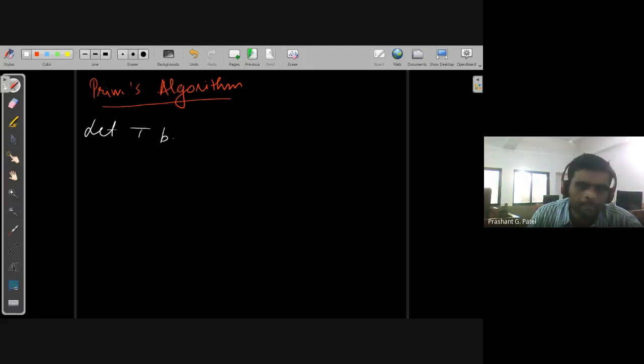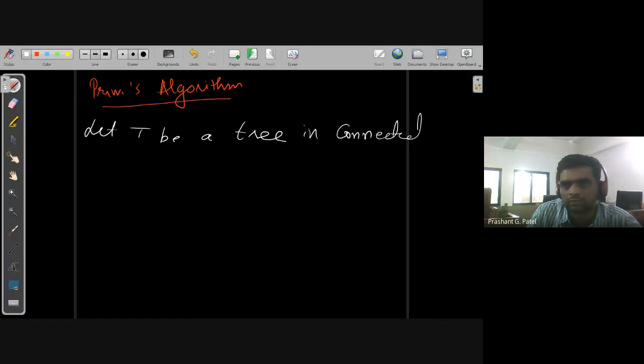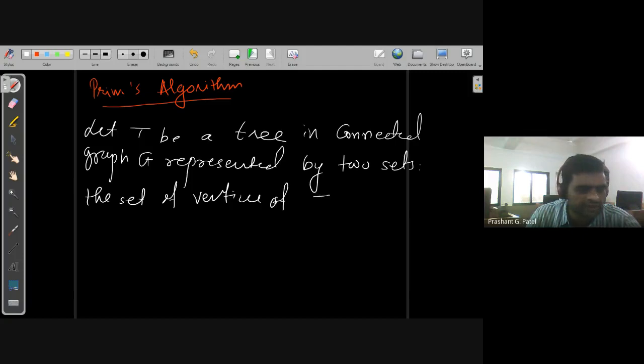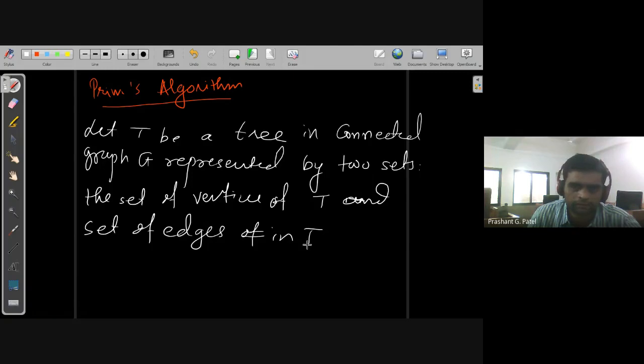Let T be a tree in a connected graph G, represented by two sets: the set of vertices of T and the set of edges in T. So T is a subgraph of G. I can say it is a tree that is a subgraph of this connected graph G.